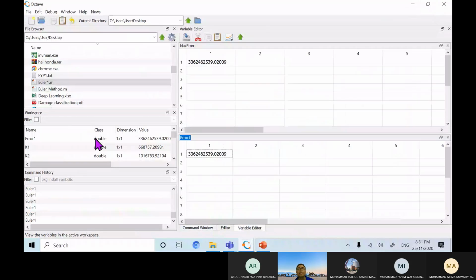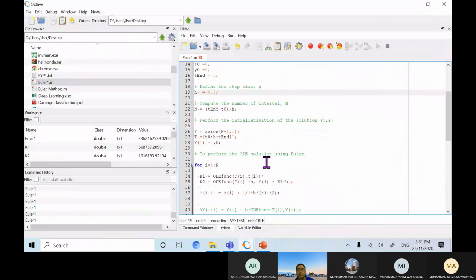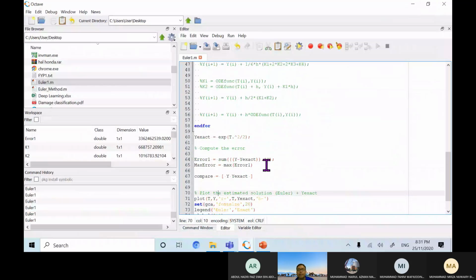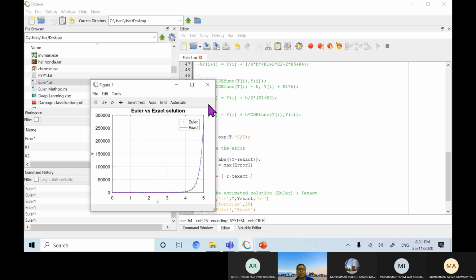So the error is, okay, I think the error formula actually has a mistake. Looking at the earlier error, this one. Maybe we don't need any summation. We just need y minus y exact. This must be y. And then take the absolute of it. Okay, try to run it. Okay, this has no problem.